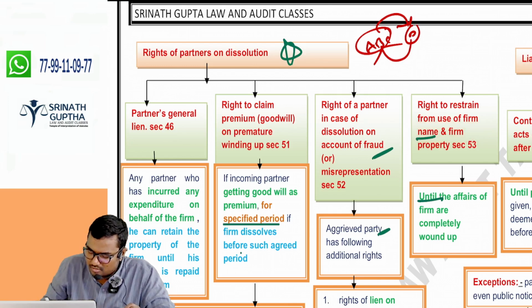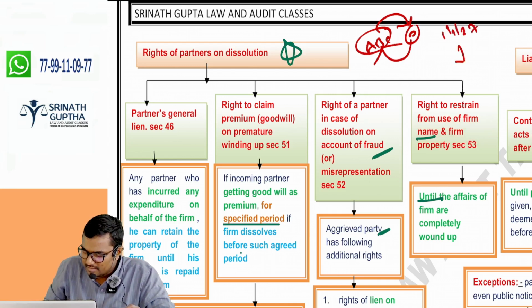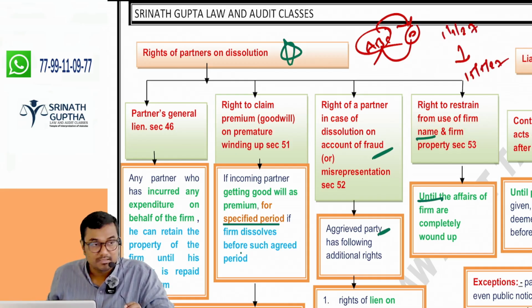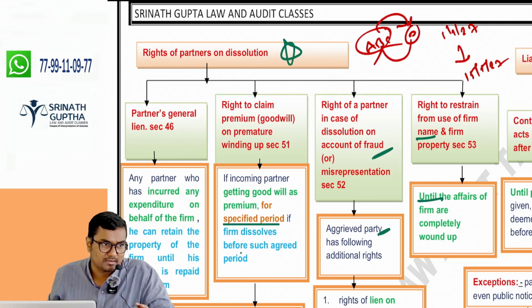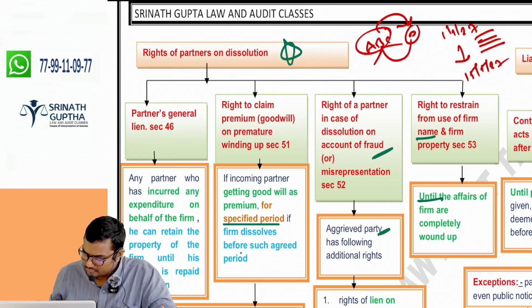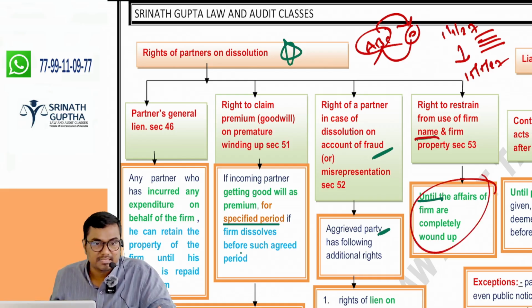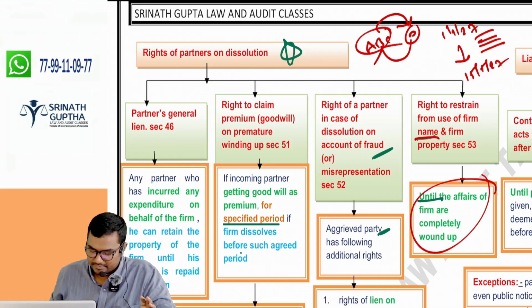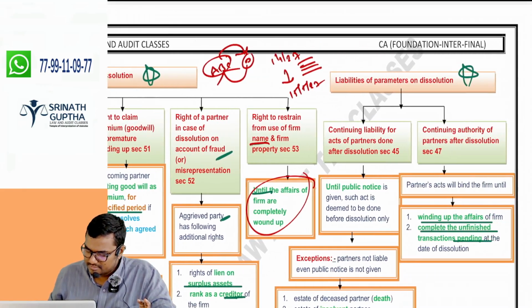The firm is dissolved on 1/1/27, and the accounts are settled on 15/1/27. So for the next few months the firm is not there, but the accounts are not settled. Until the accounts are settled, every partner has the right to restrict the other partners from using the firm property and firm name until accounts are finally settled. These are the rights of the partners on dissolution.